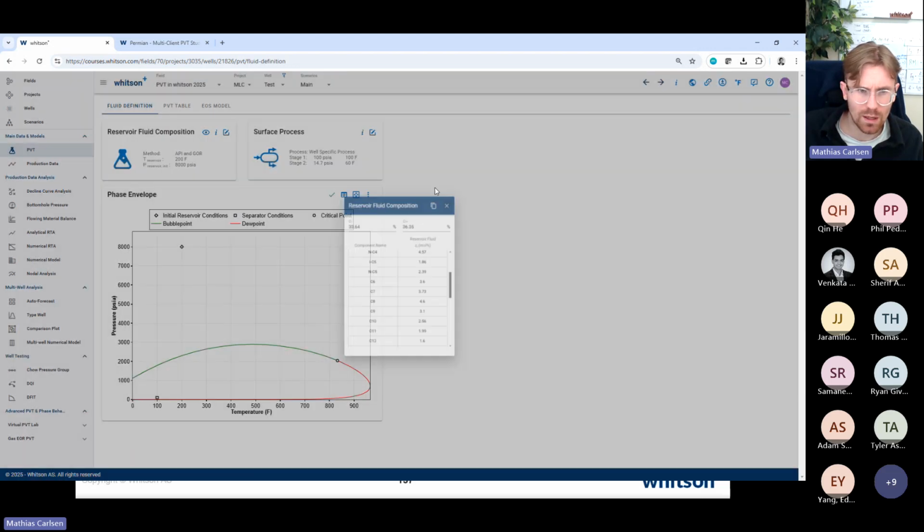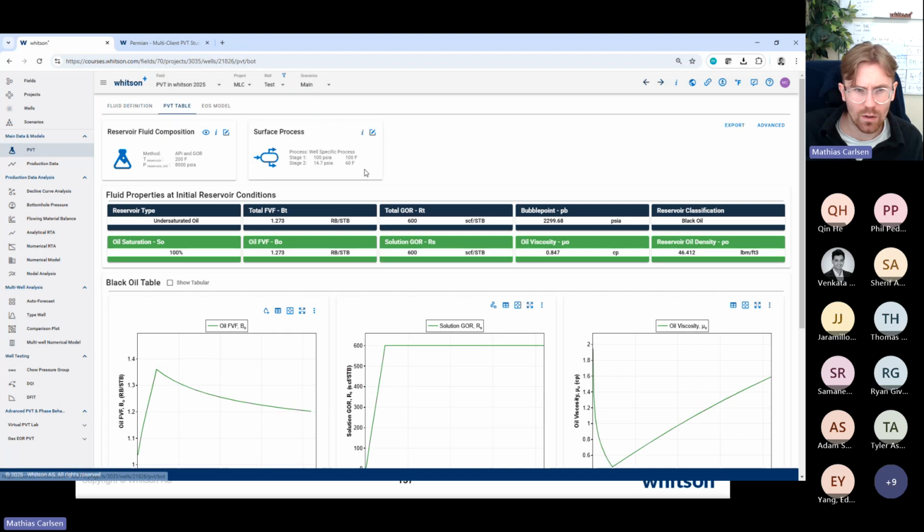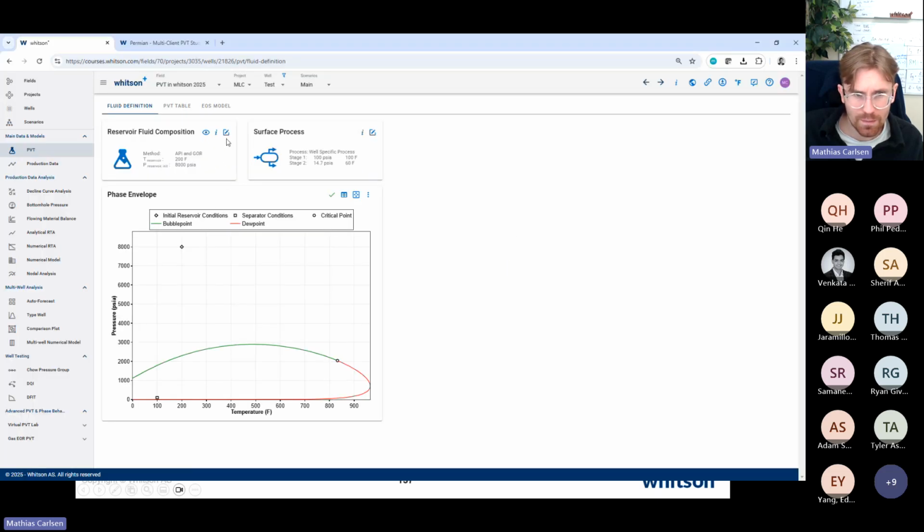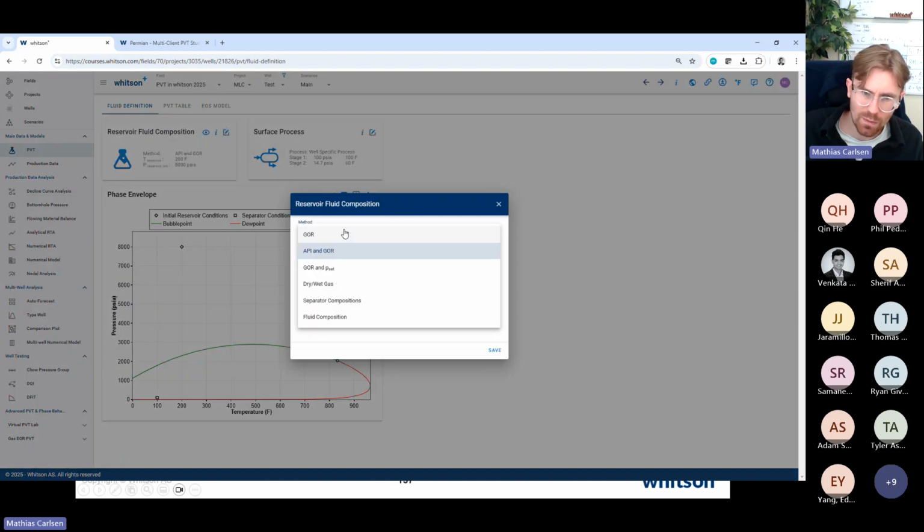Well, we see that here. We can click this I symbol right there. That's on the fluid composition card. Then we have a method called GOR and saturation pressure. And for this method, we are going to use 1250, and we're going to use 3000 as our input. So that's this method right here called GOR and saturation pressure.